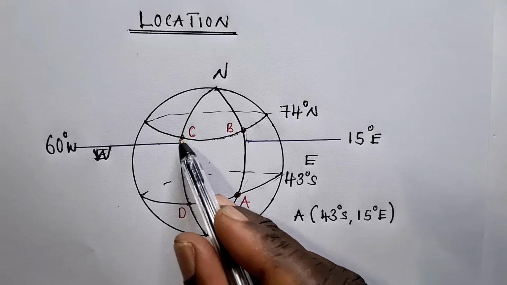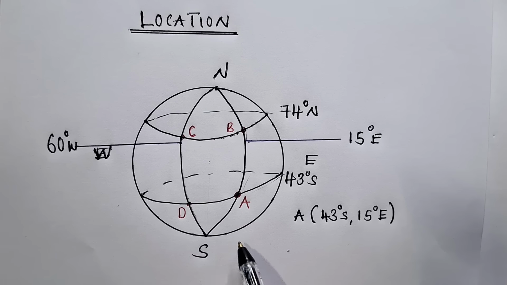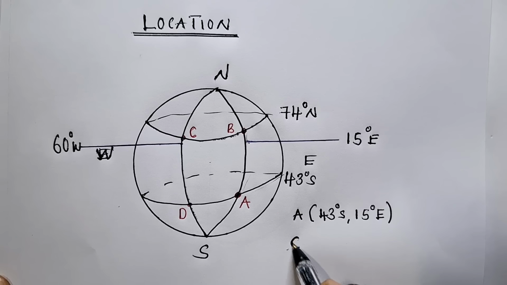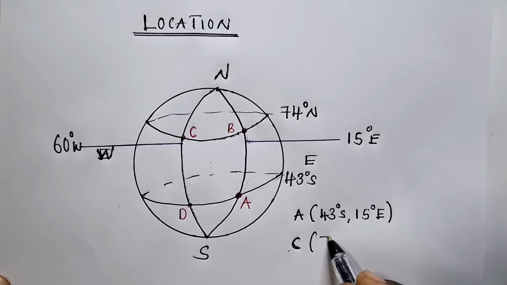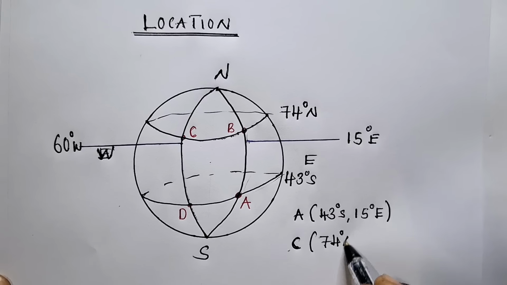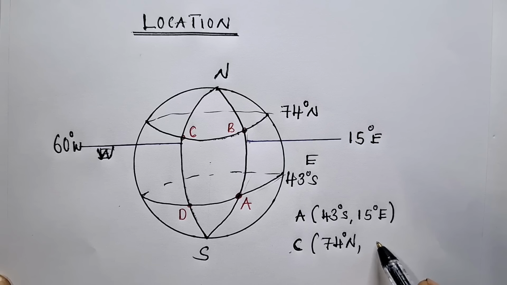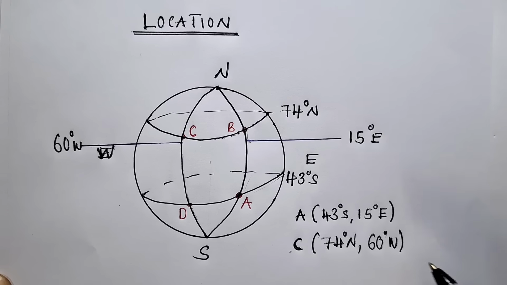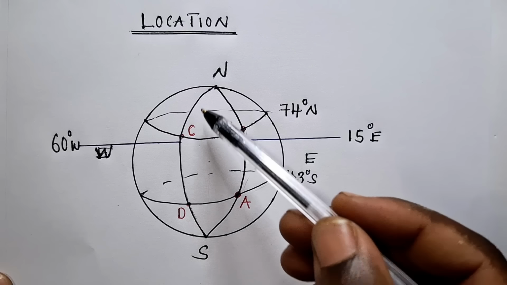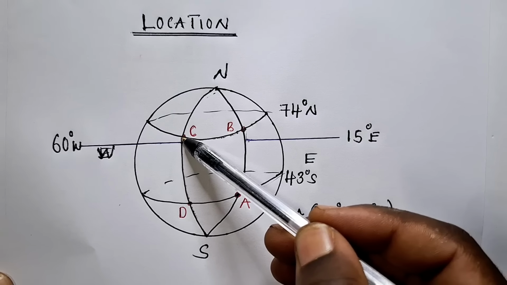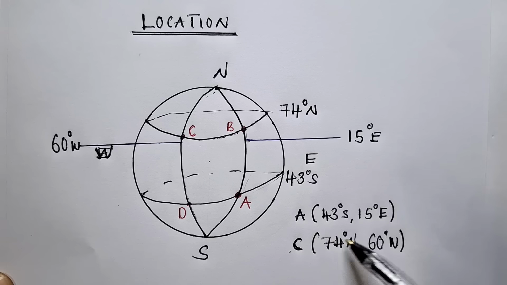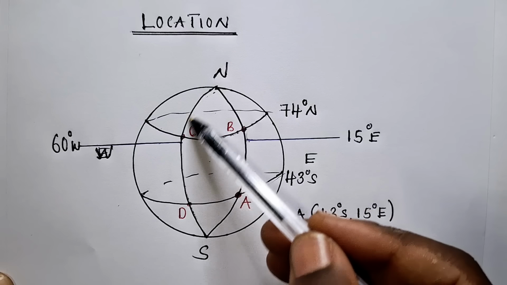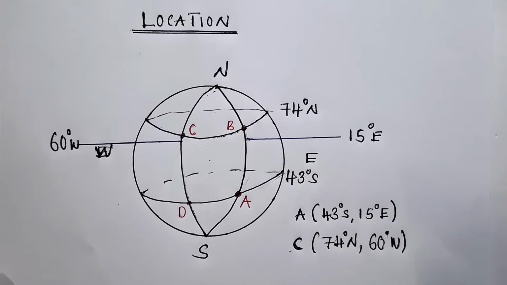Let's try to find this point C. So the location of C is 74 degrees north, okay, 60 degrees west, okay. So you can see that for this one, where C is, the latitude here is 74 degrees north, and the longitude is 60 degrees west. So this is how you get to find the location.